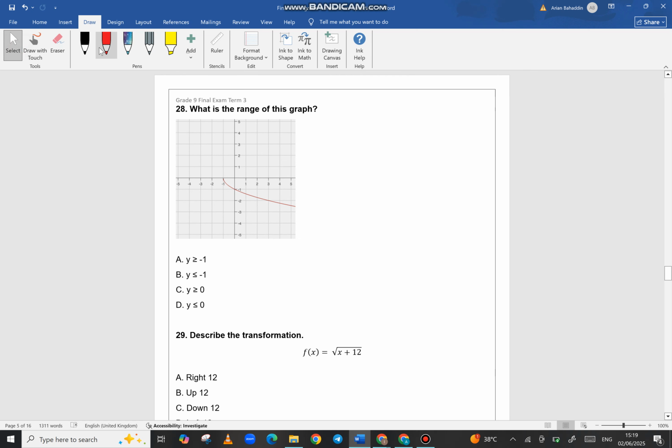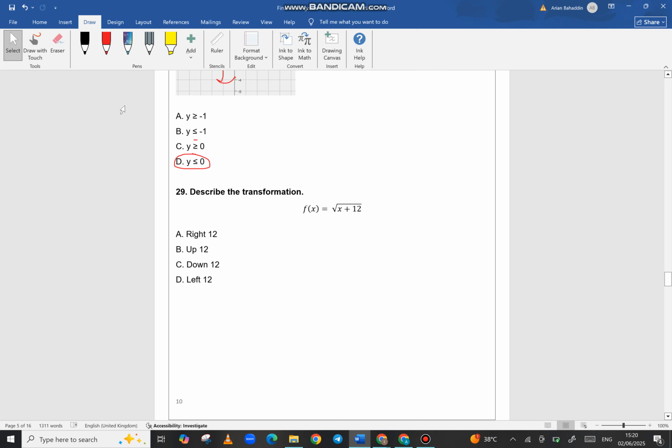Now, what is the range? This is what y can be. Y can only be equal to 0 and also less than 0. Here is 0. It's going down. There we go. Again, another easy one is going right 12. Similar concept to what we had before. Or left, sorry, left 12.